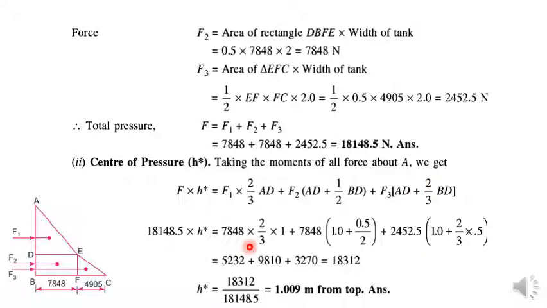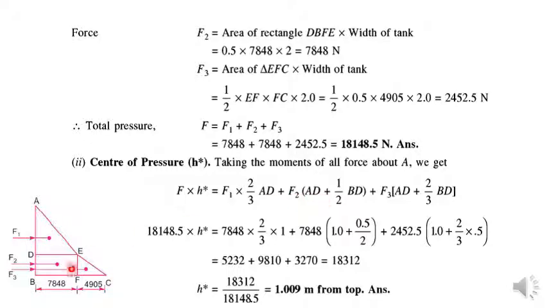So if you consider the moment arm for the first force, you can see over here, it will be from the point A. The distance to the center of gravity of this first area will be 2/3 of this total perpendicular AD. And why? Because from the base it is always 1/3, and from the base up to the top it will be 2/3 of the total perpendicular height. So it will be 2/3 of AD.